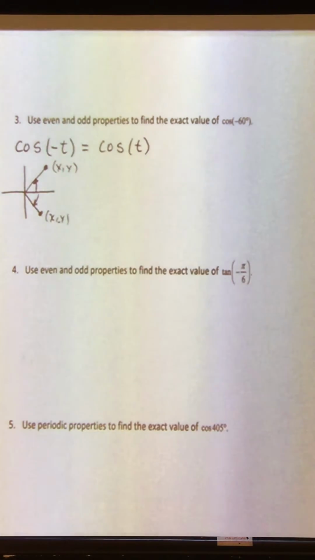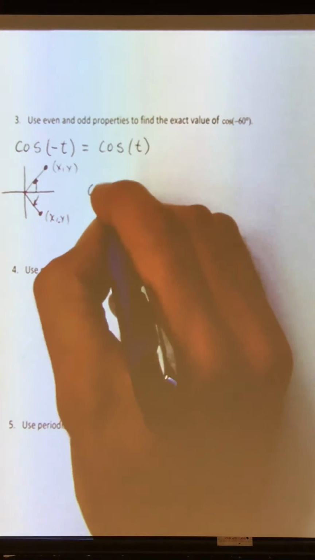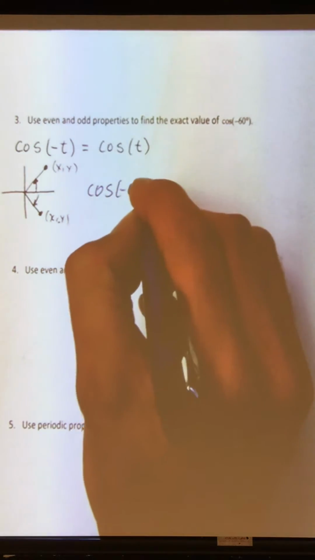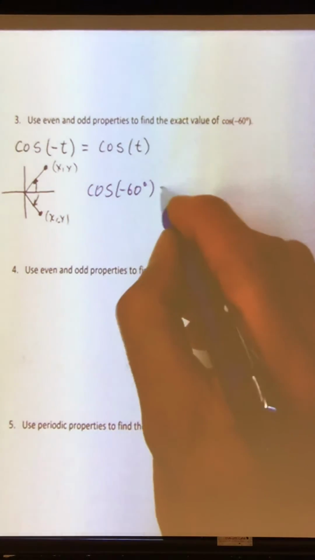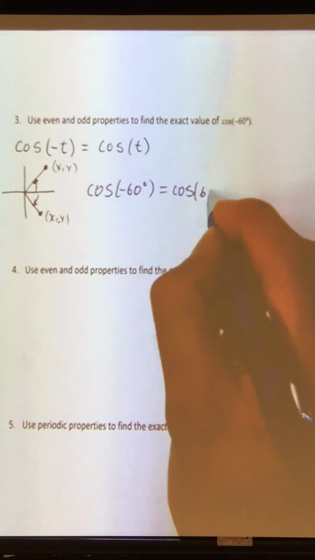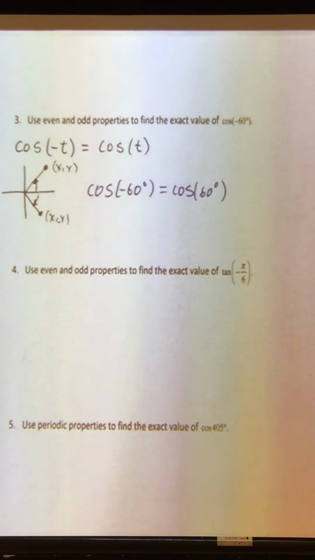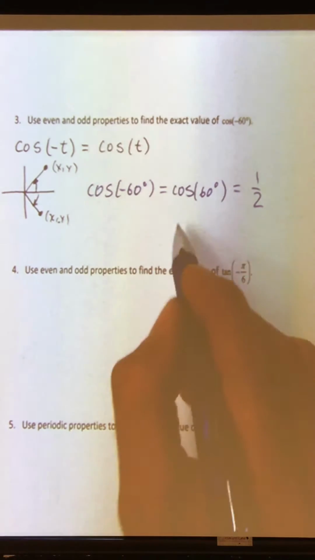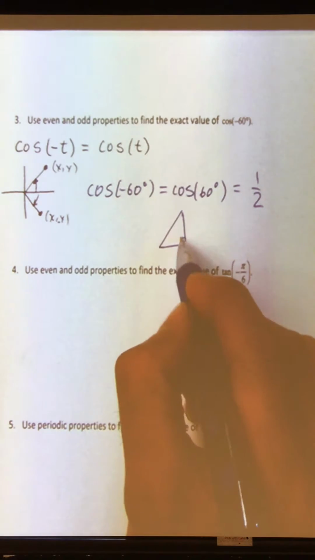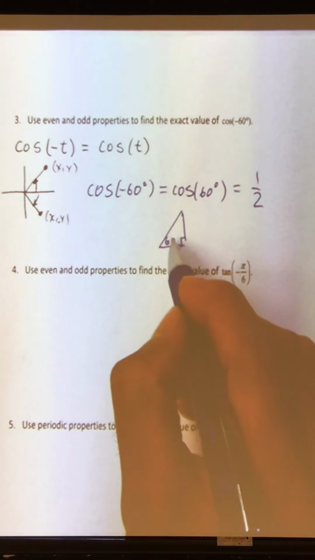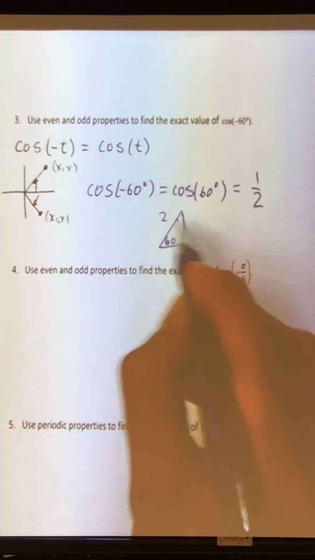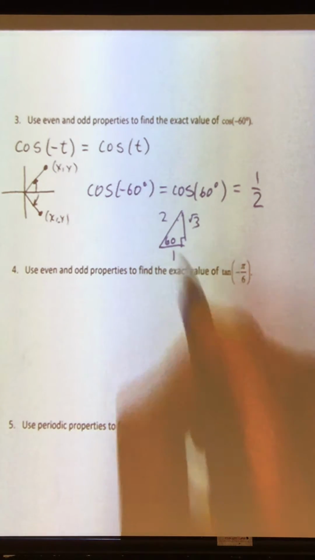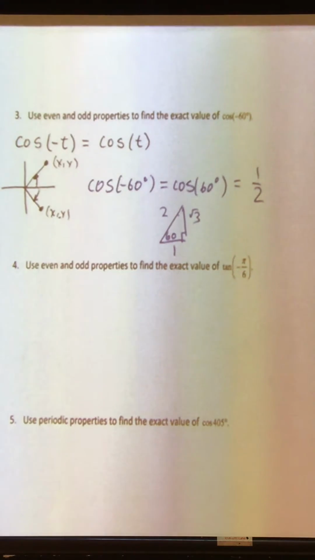So for us, the cosine of -60 degrees is equal to the cosine of +60 degrees. Using our right triangle, we get 1/2. So our right triangle here that I'm using, 60 degrees, 30 degrees here, 2, root 3, 1. Cosine is adjacent over hypotenuse.